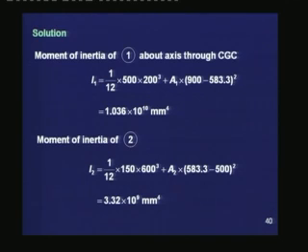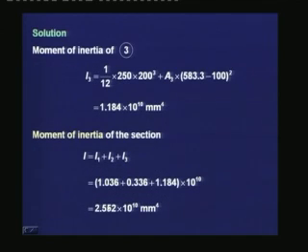Similarly, we are calculating the moment of inertia of rectangle 2. Here also we are adding the moment of inertia about its own centroid, and then the area times the distance between its centroid and the CGC of the full section squared. And we get I2 equal to 3.32 times 10 to the power 9 millimeter to the power 4. Similarly, we calculate the moment of inertia of rectangle 3, which is equal to 1.184 times 10 to the power 10 millimeter to the power 4.